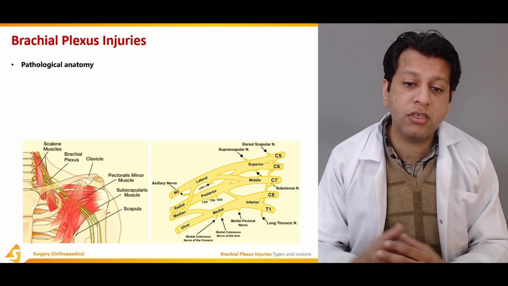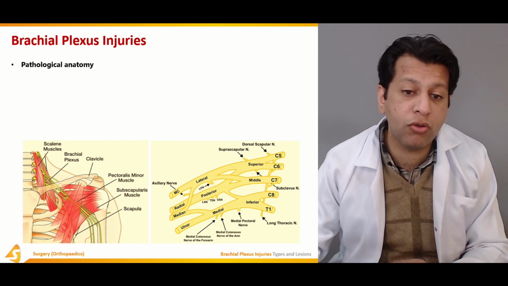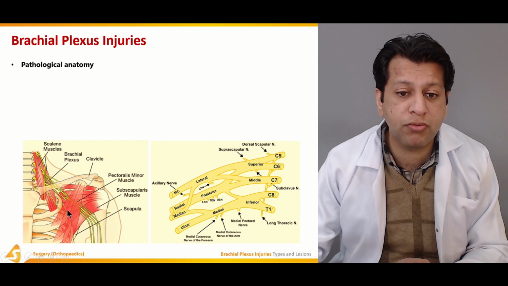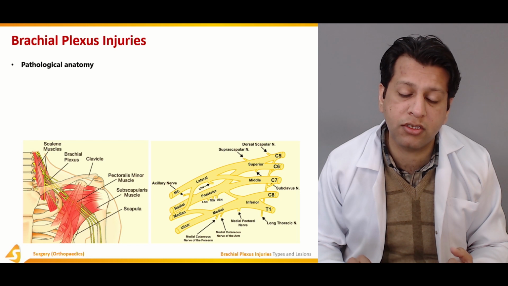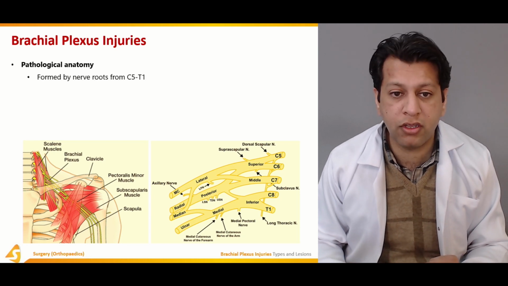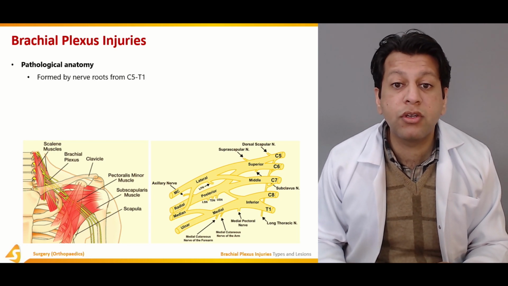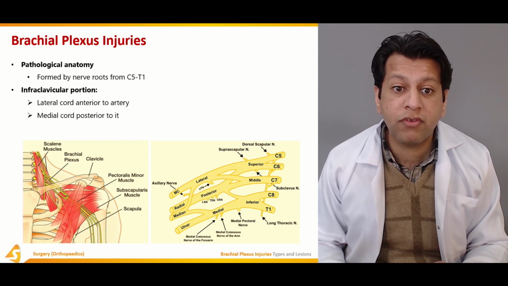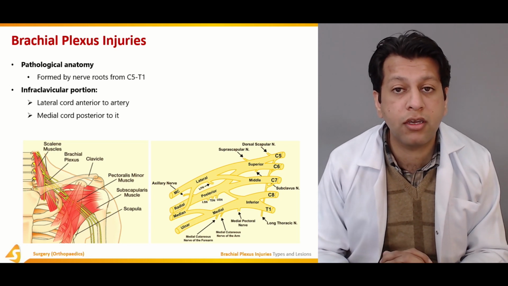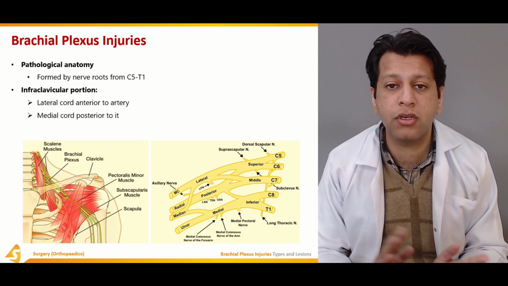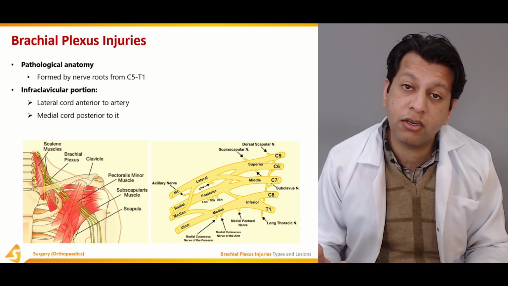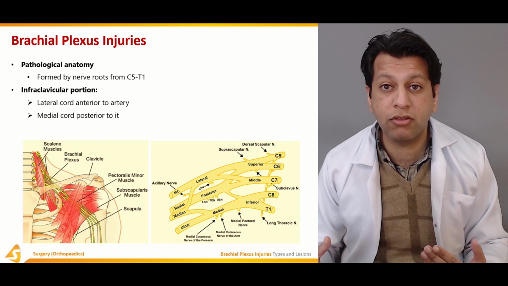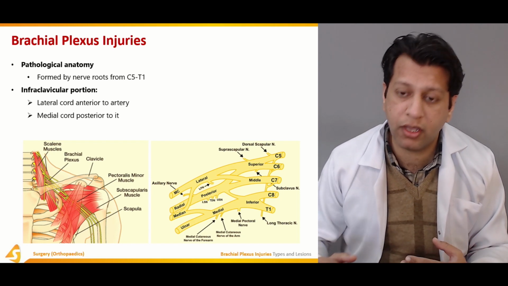The most common injuries are usually infraclavicular, that is below the level of the clavicle. This is where it can get entrapped between the muscles, or usually with high energy injuries. This can result in infraclavicular lesions. As I just told you, it's formed from the ventral roots of C5 to T1. The infraclavicular portion is in relation to the axillary artery. That is, the lateral cord is lying lateral to the axillary artery, the medial cord is lying medial to the axillary artery, and the posterior cord lies posterior to the axillary artery.